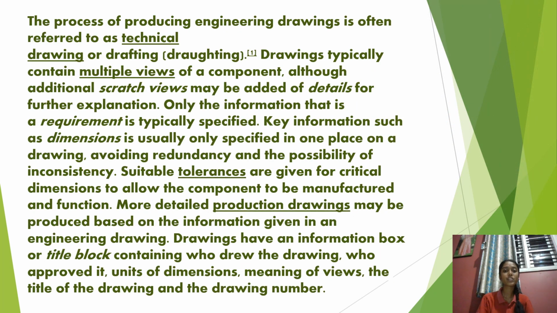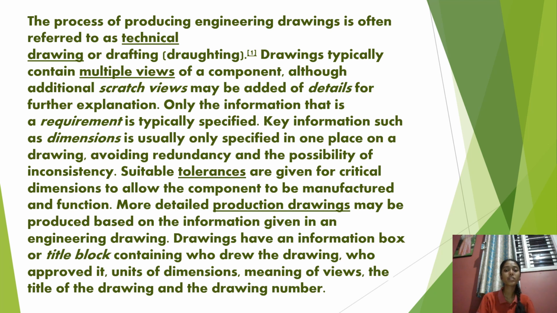The process of producing engineering drawings is often referred to as technical drawing or drafting. Drawings typically contain multiple views of a component, although additional scratch views may be added of details for further explanation. Only the information that is a requirement is typically specified. Key information such as dimensions is usually only specified in one place on a drawing, avoiding redundancy and the possibility of inconsistency. Suitable tolerances are given for critical dimensions to allow the component to be manufactured and function.